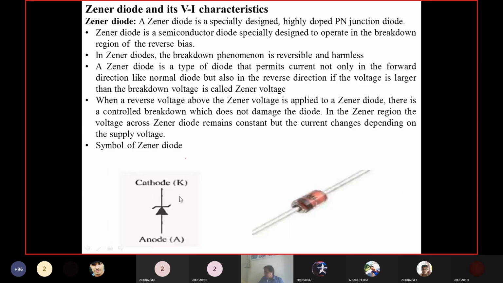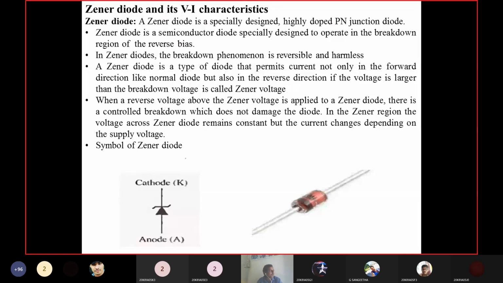Now we will discuss the Zener diode and its IV characteristics. First of all, what is the Zener diode? A Zener diode is a specially designed, highly doped PN junction diode. It is nothing but a PN junction diode, but highly doped. In the N region as well as the P region, it is doped very highly.